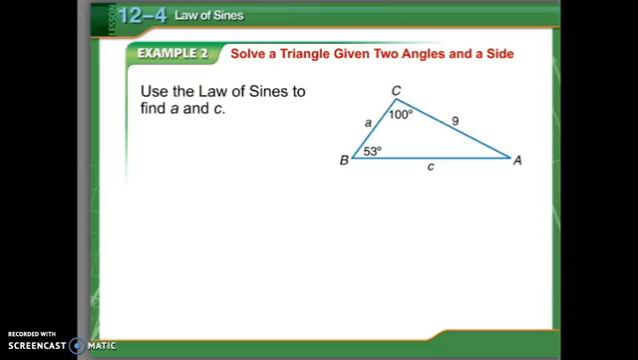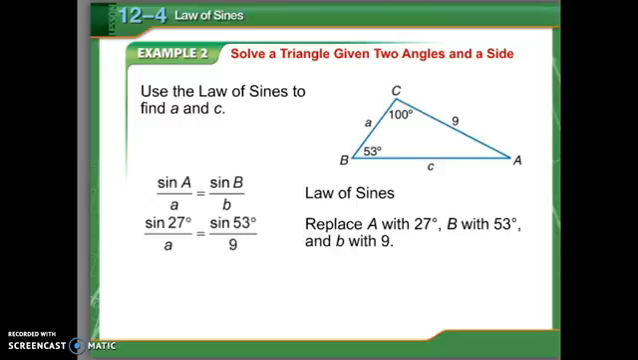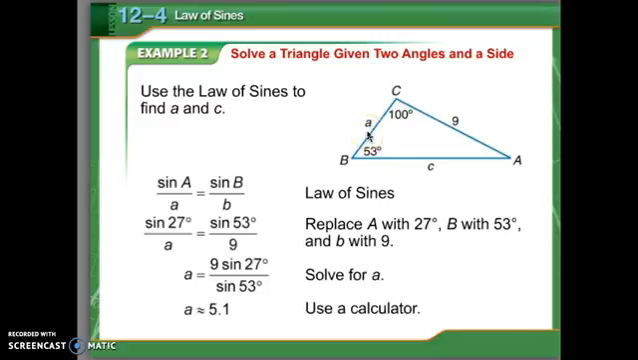And once we have all the angles solved, we're going to use the law of sines to find the missing sides. So to find side A, we're going to do the sine of angle A, which was 27, divided by side A. And then we're going to set that equal to the pair of angle and side that you know both of. So we know both angle B and side B. We don't know both angle C and side C yet, so we're not going to use that. We're going to use the two things that we know.